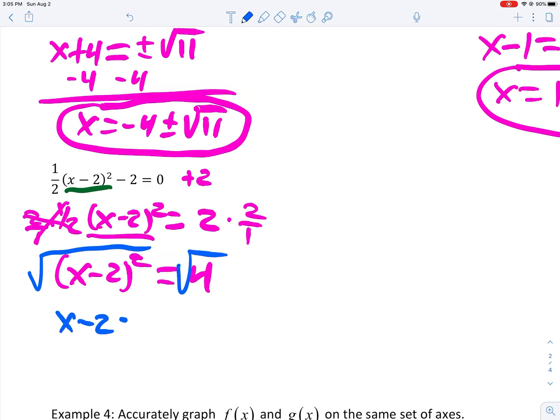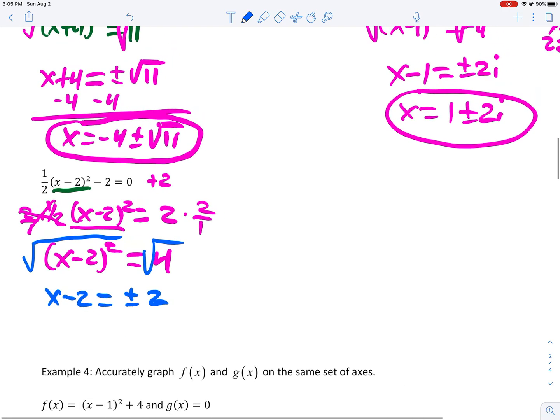So now I can square root both sides. The left is x minus 2. On the right, it's plus or minus 2, right? The square root of 4. Remember, we're solving the equation, so we have the plus and the minus. So 2 squared is 4 and negative 2 squared is 4. Add 2 over.